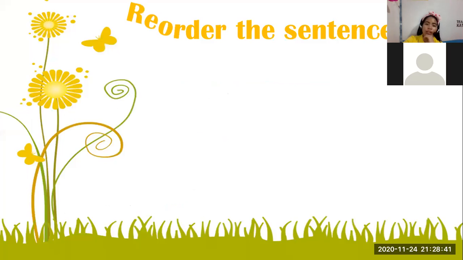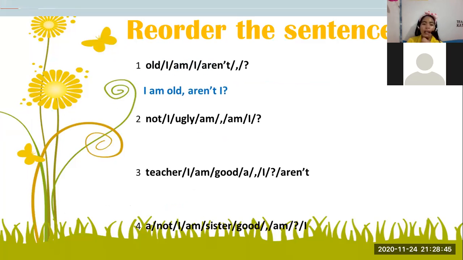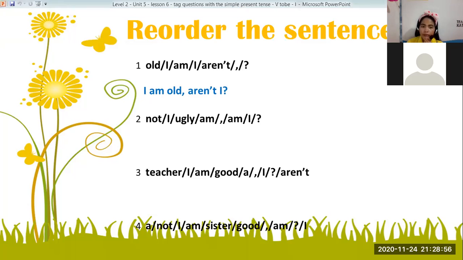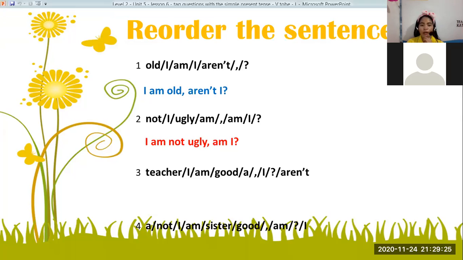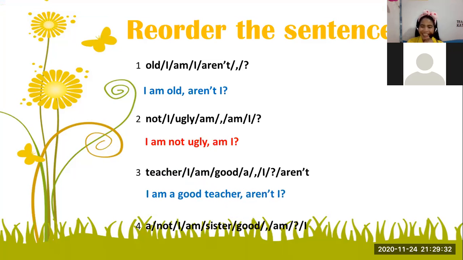Okay, very good. So reorder the sentence. Example: I am old, aren't I? Okay, number two, what is your answer? I am not ugly, am I? Okay, number three. I am a good teacher, aren't I? Yes, very good.